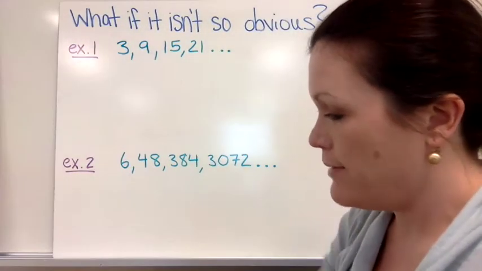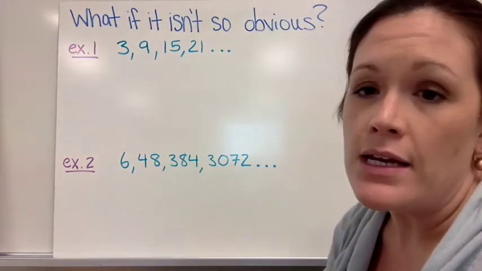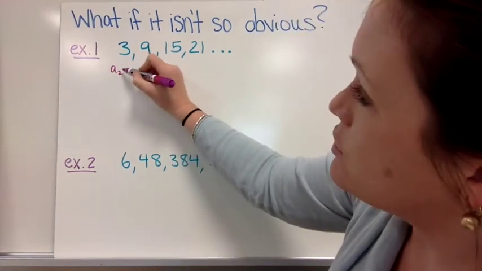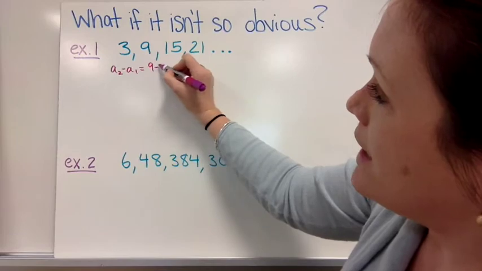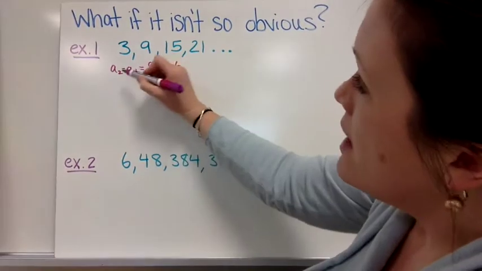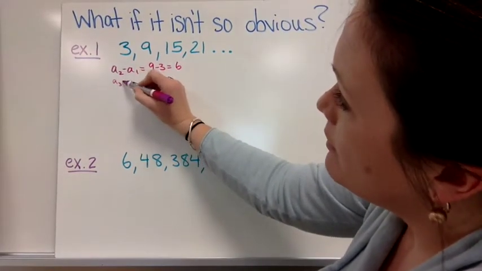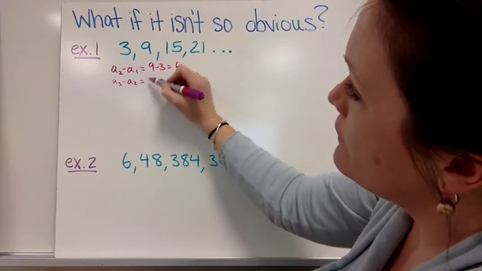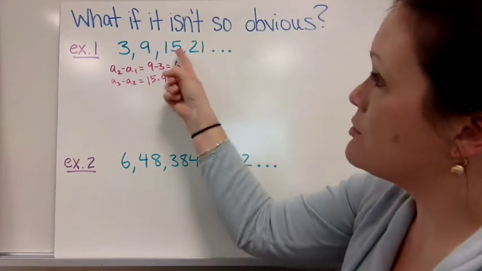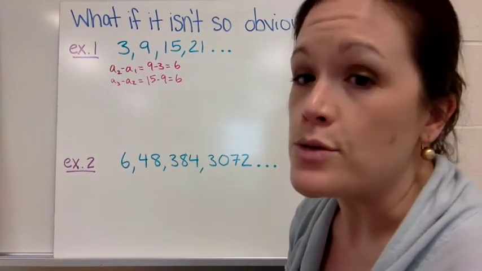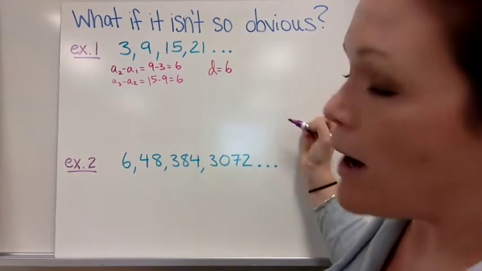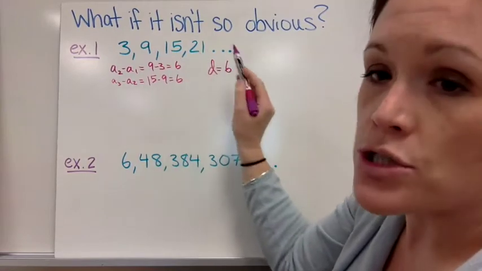So for example 1, we have 3, 9, 15, and 21. So we could use the same steps we were just looking at. Like we could say a sub 2 minus a sub 1 would be 9 minus 3, which would be 6. So we're checking to see, is this arithmetic? And then we could say a sub 3 minus a sub 2 would be 15 minus 9, which is also 6. So it wouldn't be bad to just double check. 21 minus 15 is also 6. So your common difference would be D equals 6. And it's positive because we're increasing between each term.